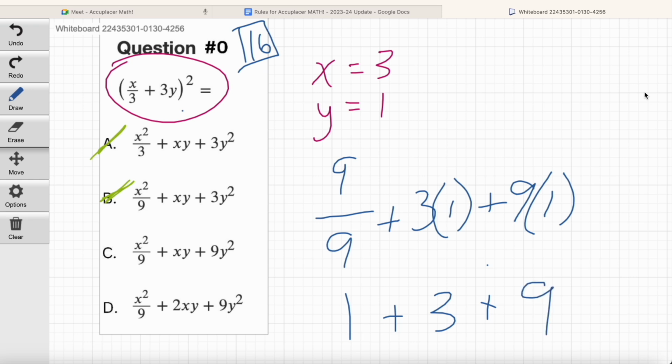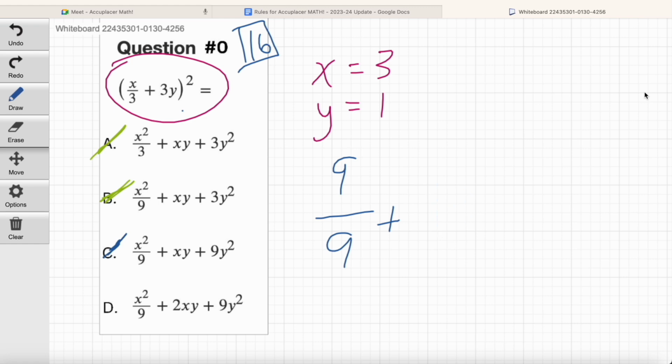Does that make sense so far? Yes. Is that 16? Nope. No, it's not. It's 13. So it's not C. I sure hope D works. I think it does. I don't have the answer key in front of me, so I'm hoping this works out, but I'm pretty sure it will. Let's plug in that 3 for X and a 1 for Y. See what happens.